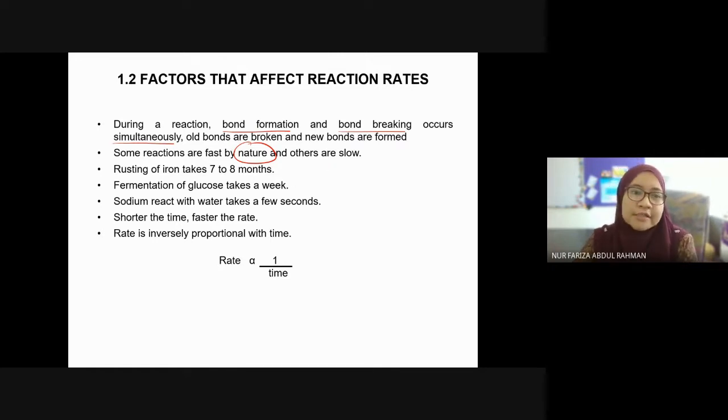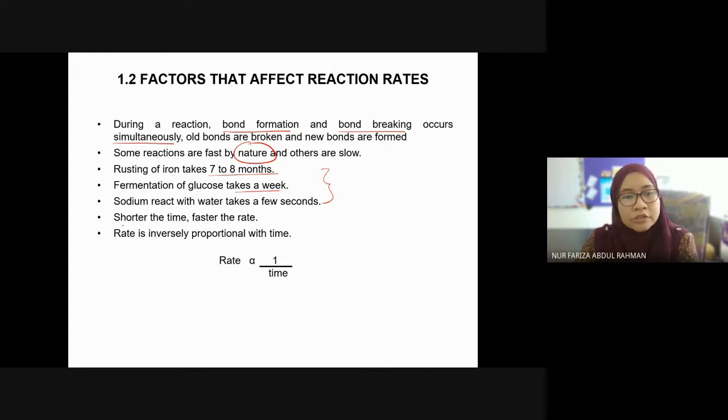Right. For example, rusting of iron takes 7 to 8 months, so this is also considered quite slow, because it takes a longer period for the reaction to take place. Whereas fermentation of glucose takes a week, and sodium reacting with water takes a few seconds. So these are examples of reactions, reaction by nature.